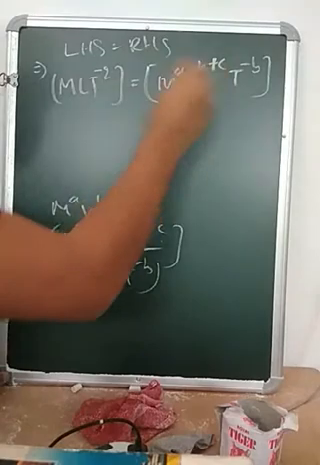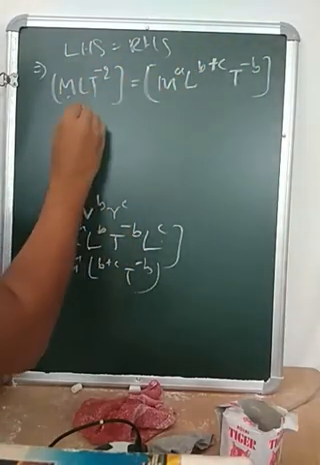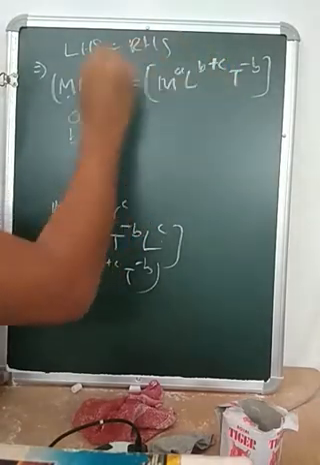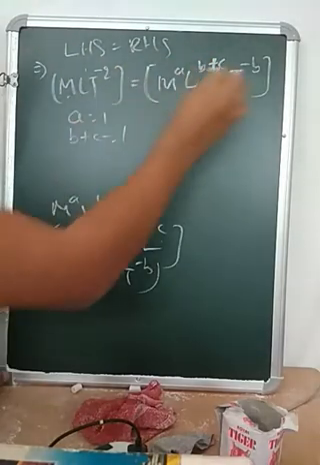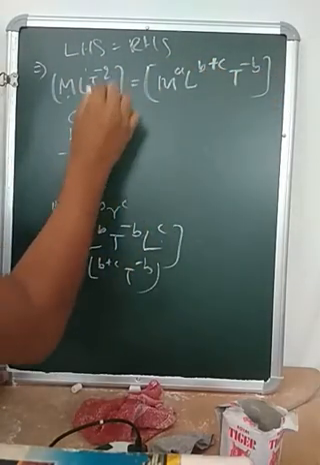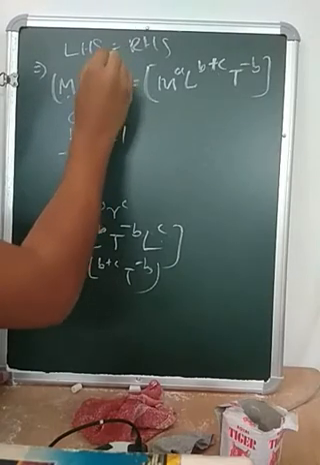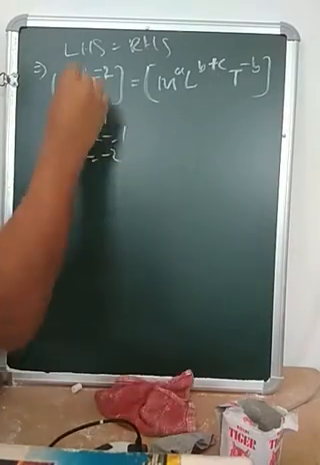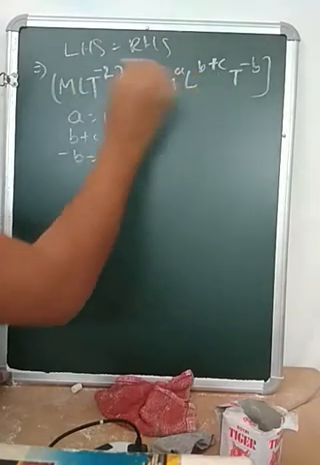Okay, now what do we do? We equate the exponents. So for M, a is equal to 1. Here the exponent of L is 1, so b plus c is equal to 1. And minus b is equal to the exponent of T, which is minus 2. Okay. So we equate the exponent terms for M, L, and T.